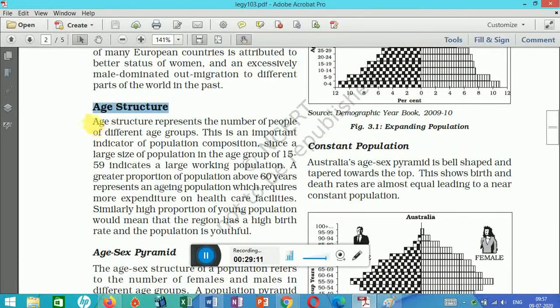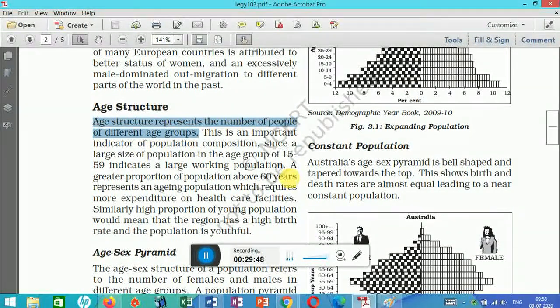So here, what do you mean by age structure? Age structure represents the number of people of different age groups. For example, how many people are there in the age group 0 to 14? How many people are there in the age group 15 to 59, like that? That is called age structure.